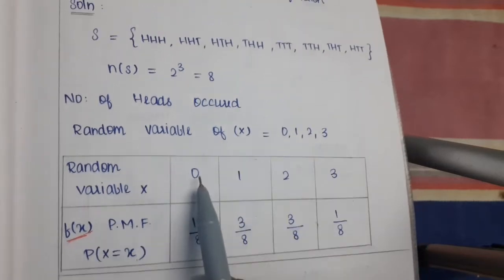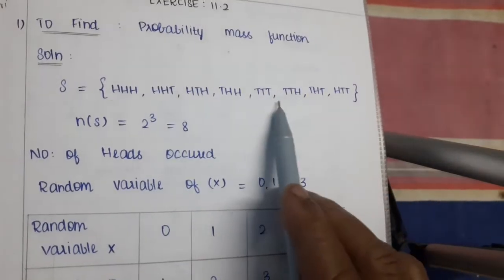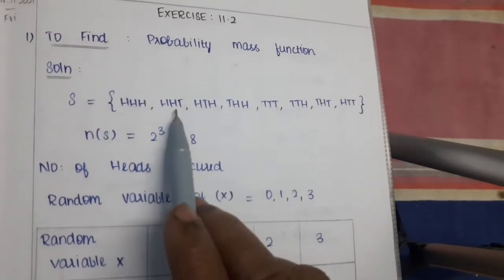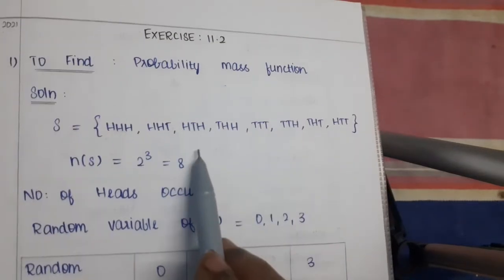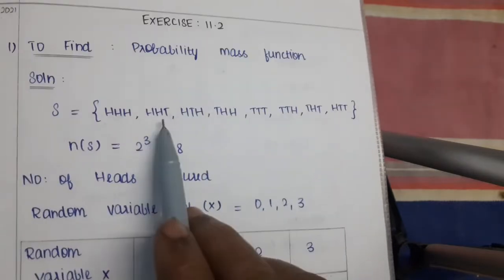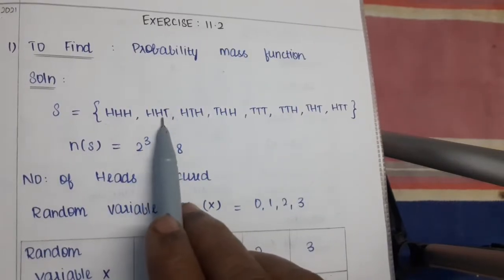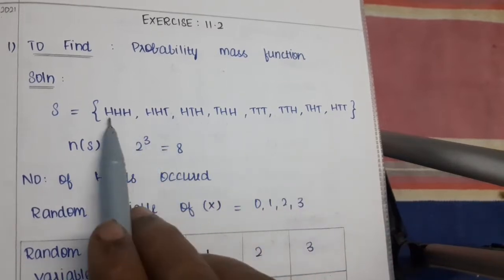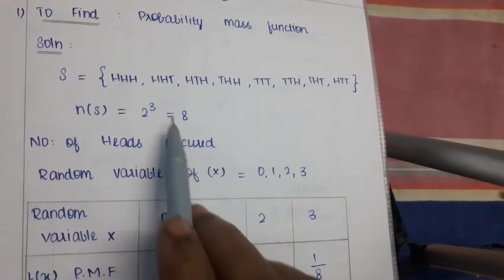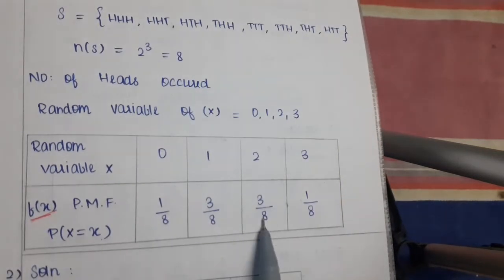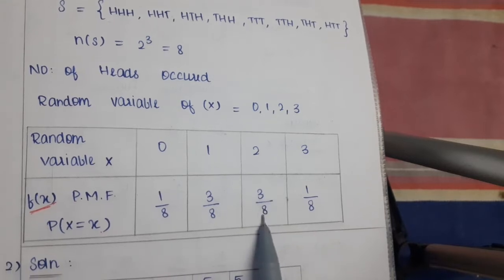0 head means all are tails. How many chances? Only one chance, that is 1 by 8. 1 head means how many chances? 1, 2, 3 chances, that is 3 by 8. 2 heads are occurred means HHT, HTH, THH. How many chances? 3 chances, that is 3 by 8.